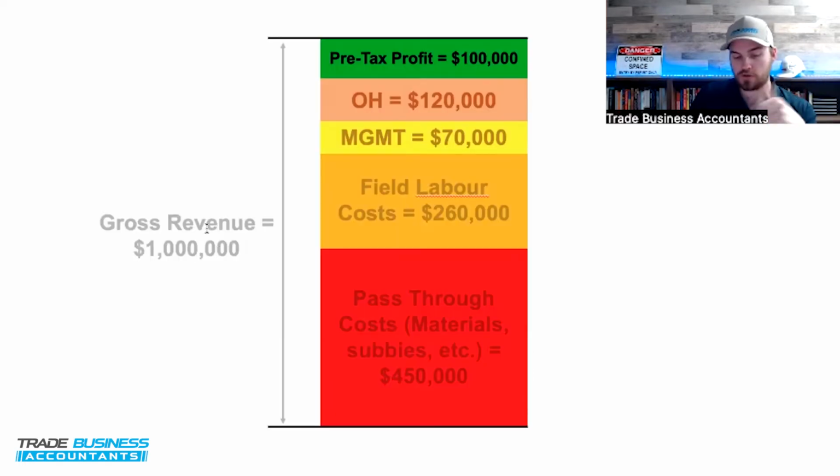So gross revenue, $1 million. We've got pass-through cost, $450,000, field labor, $260,000, management labor, $70,000, overhead, $120,000. What we're left with is $100,000 in pre-tax profit, which means we've got a 10% pre-tax profit margin.